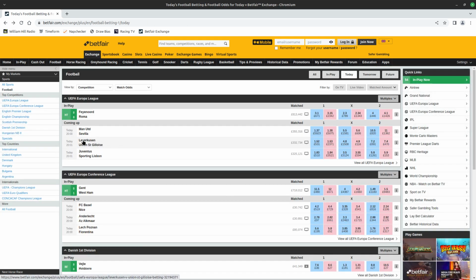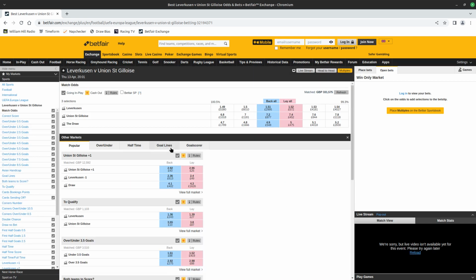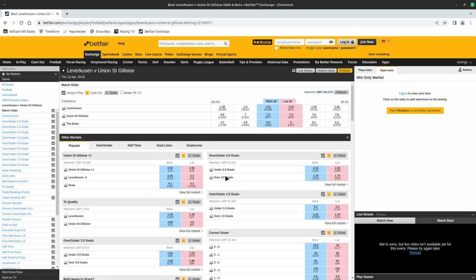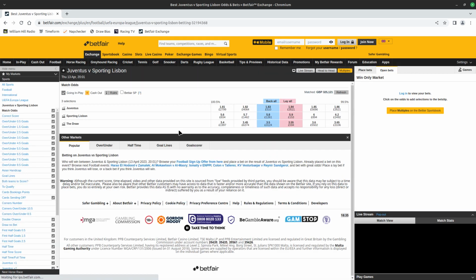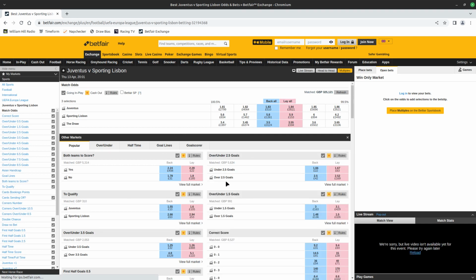Leverkusen, much the same thing, odds on favourite. Over 2.5 goals again is odds on, so that's one to go for. So that's Man United and Leverkusen. Juventus is also a home favourite, but over 2.5 goals is actually above 2, so we'll ignore this match. The market doesn't feel that there's going to be over 2 goals. So we're going to go with the Manchester United game and the one at Leverkusen as well.